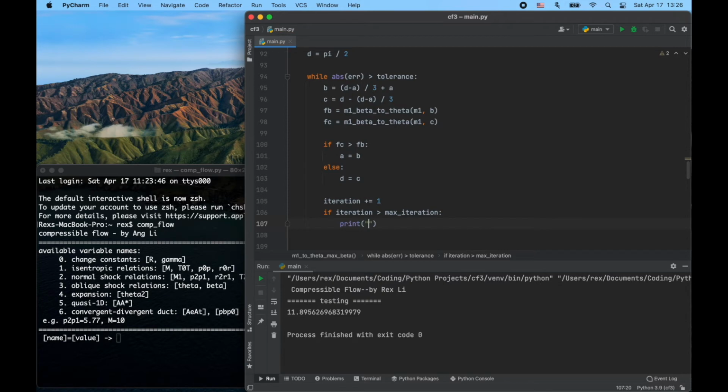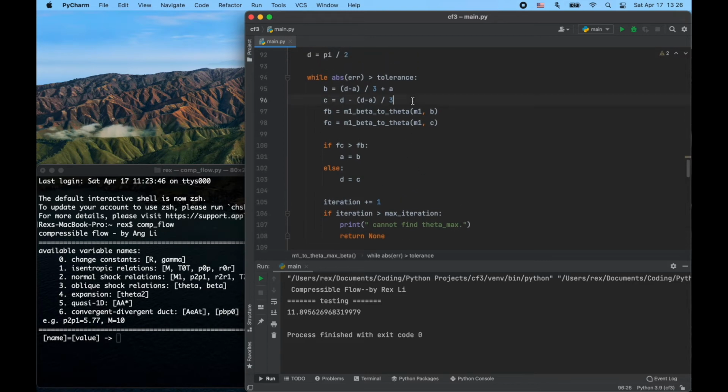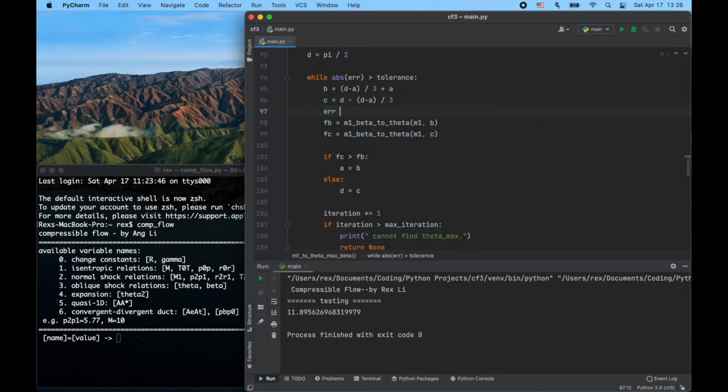Print cannot find solution, or you cannot find maximum theta max. Return none. Otherwise, I have to update error. Error is the difference between C and B.